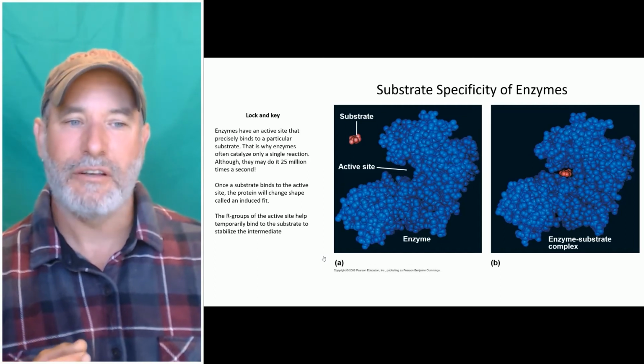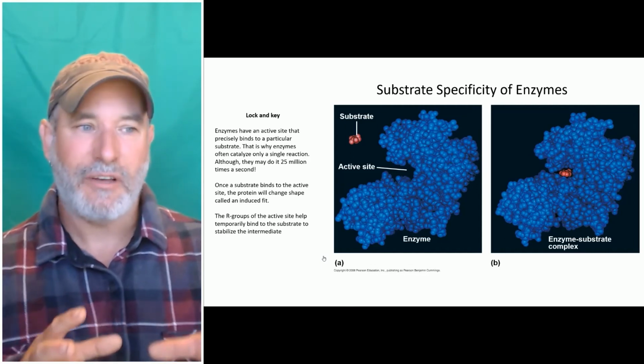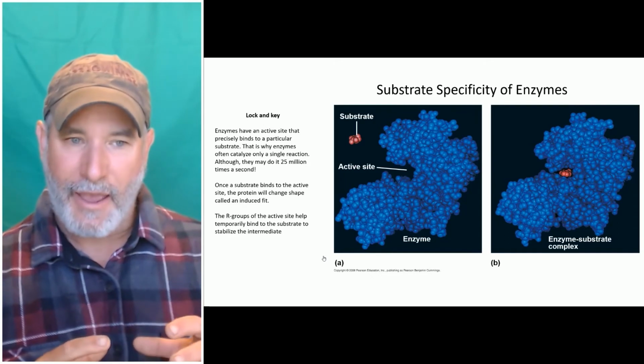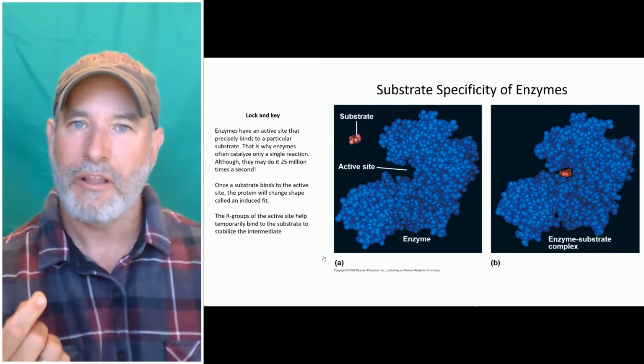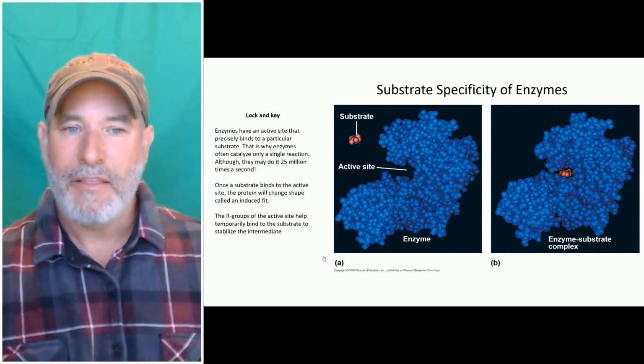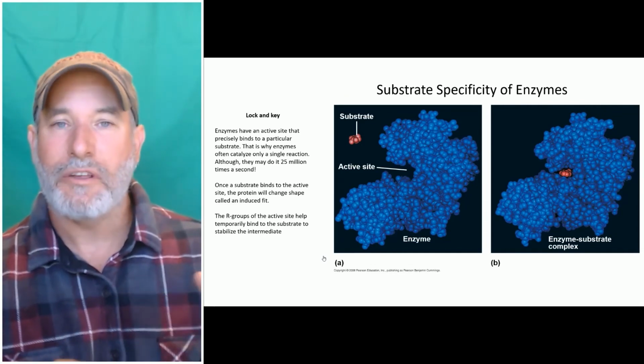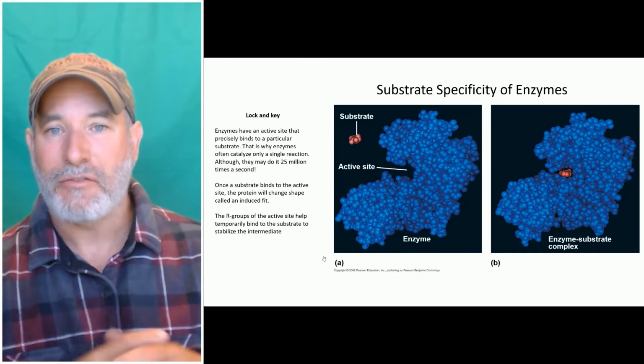The way they do this is, if you notice, the enzymes all have specific shapes, and they have a specific region on them called the active site. And the active site is where the substrate is going to bind, and that's where the chemical reaction is going to take place.